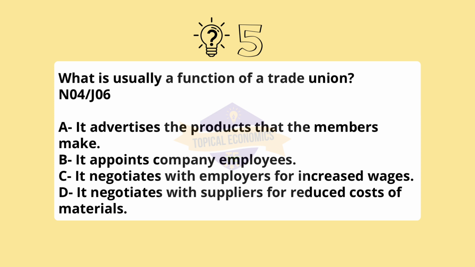Now, when we look at the options, we know that a trade union does not advertise products, they do not appoint company employees, and they do not negotiate with suppliers for reduced costs of materials. So the answer for this question number 5 is going to be option C. That is, it negotiates with employers for increased wages.